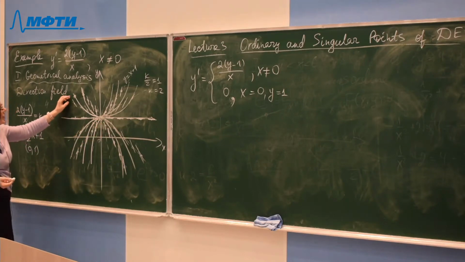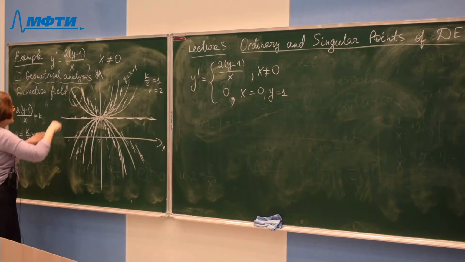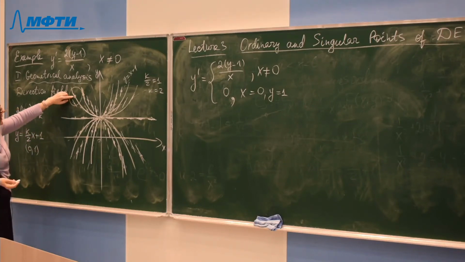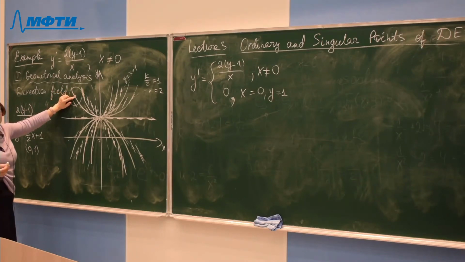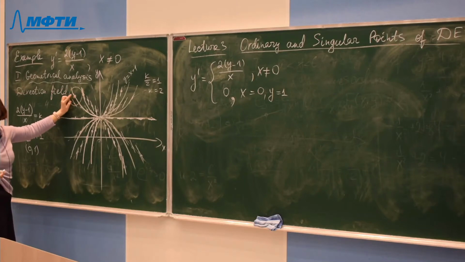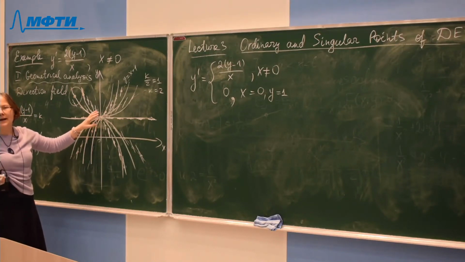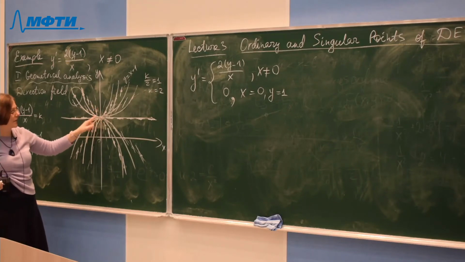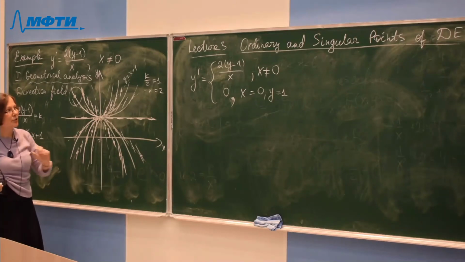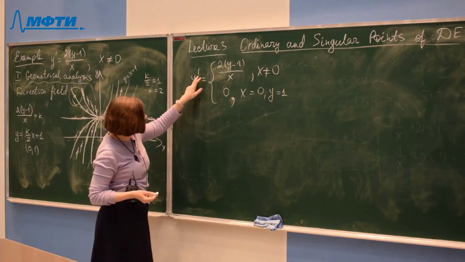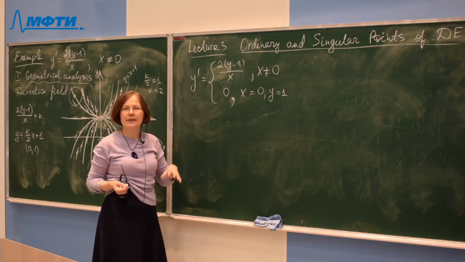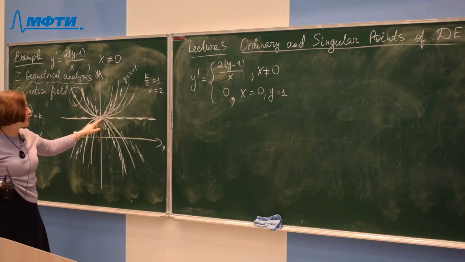In this situation, we can see that if we consider a point whose x coordinate is not 0, and a small neighborhood of this point, there is a unique integral curve passing through this point. But if we consider the point (0, 1), there are infinitely many integral curves that pass through this point, if we allow the derivative to be equal to 0 at this point.